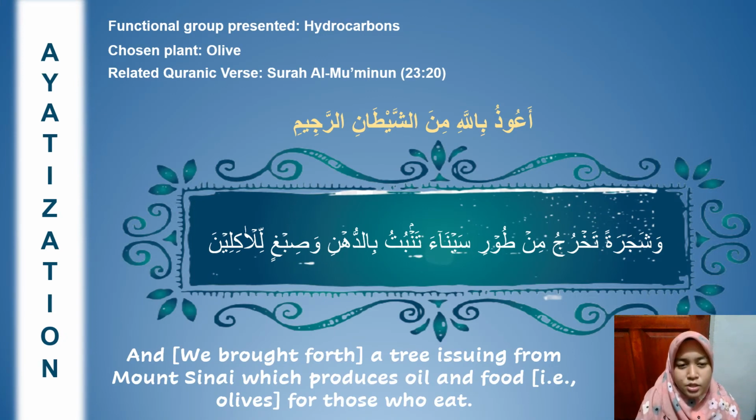Next is the integration. The functional group presented is hydrocarbons, and one of the examples of hydrocarbons is the olive plant. For the related Quranic verse, we have decided to choose verse 20 from Surah Al-Mu'minun. The translation is: and We brought forth a tree issuing from Mount Sinai which produces oil and food, such as olives, for those who eat.